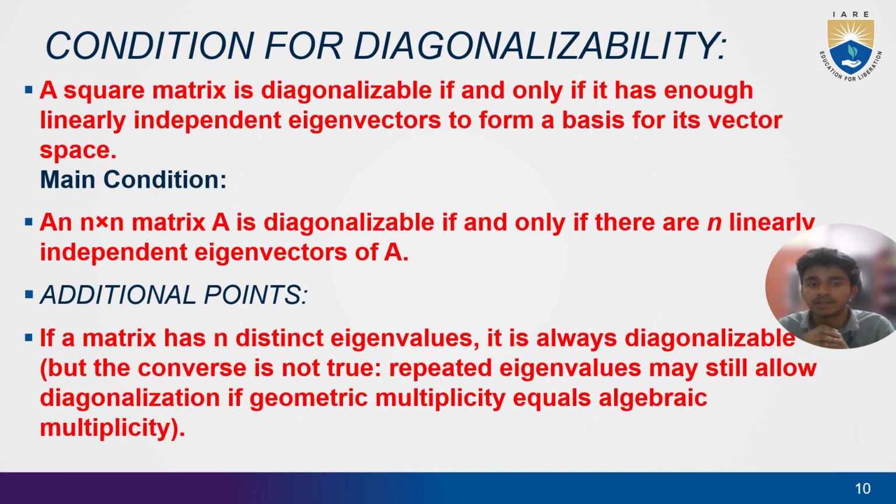Condition for diagonalizability. A square matrix is diagonalizable if and only if it has enough linearly independent eigenvectors to form a basis for its vector space. Main condition: an n by n matrix A is diagonalizable if and only if there are n linearly independent eigenvectors of A. Additional points: if a matrix has n distinct eigenvalues, it is always diagonalizable, but the converse is not true. Repeated eigenvalues may still allow diagonalization if the geometric multiplicity is equal to the algebraic multiplicity.